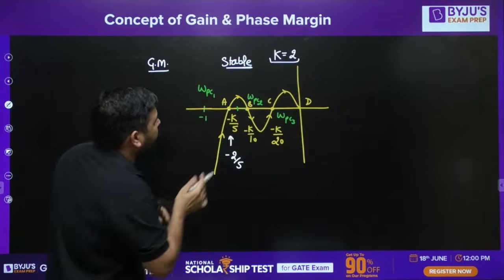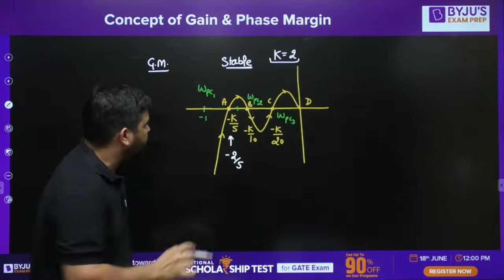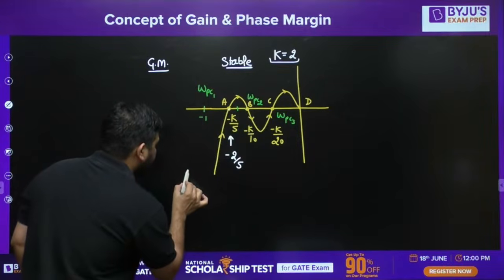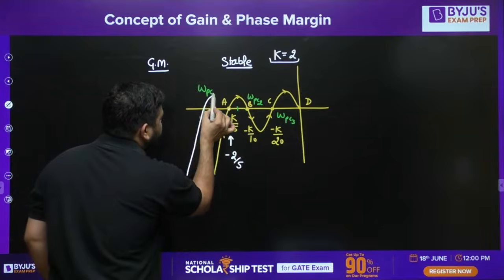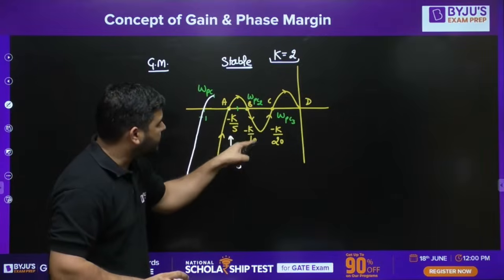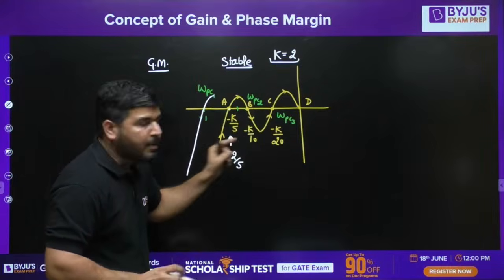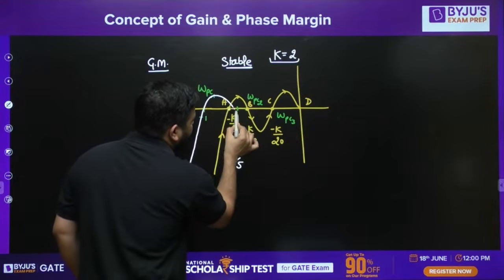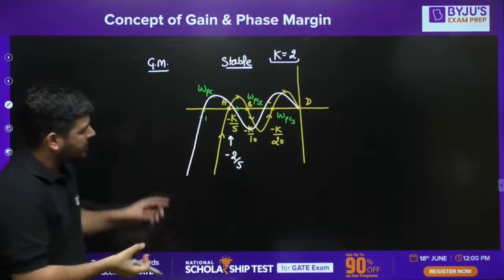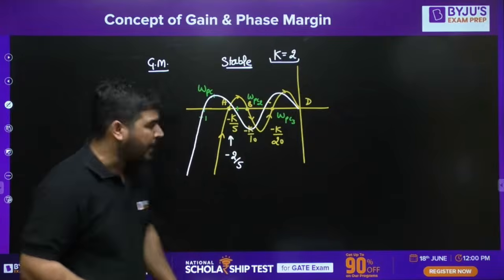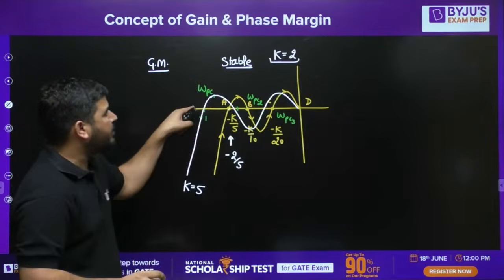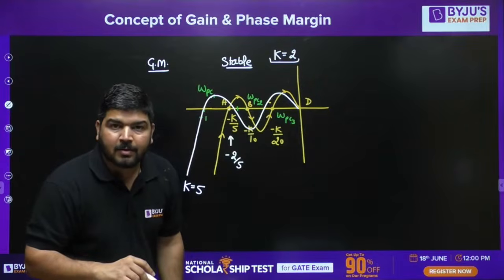Now let's say I'm increasing the k value. Obviously, when k will become 5, the system will become marginally stable. You can see that it will pass through this, it will pass through this. This will become minus 1 by 2. Okay, so you can see that this graph will change if I'm taking k as 5. For k equal to 5, the system is becoming marginally stable.